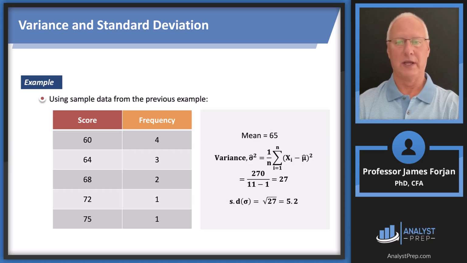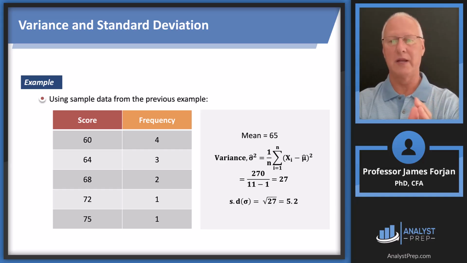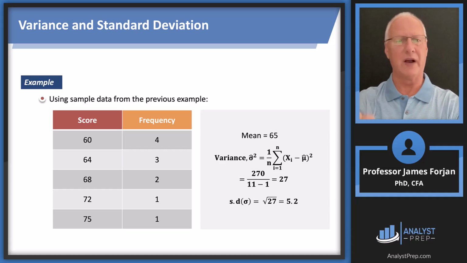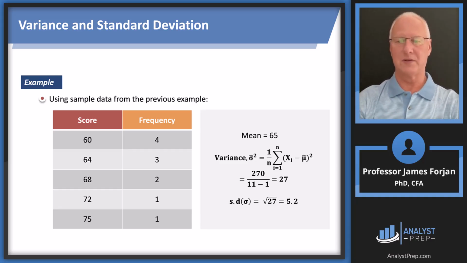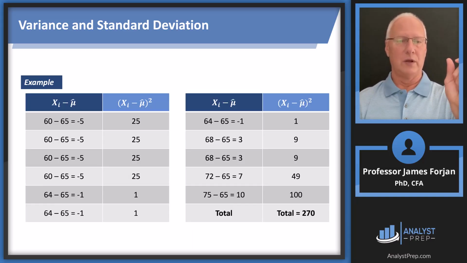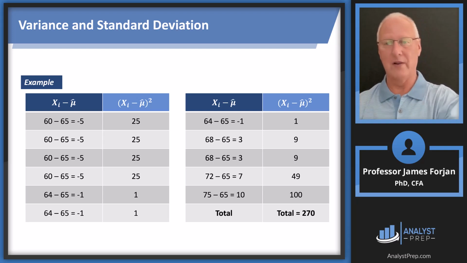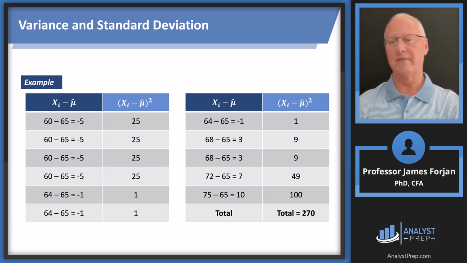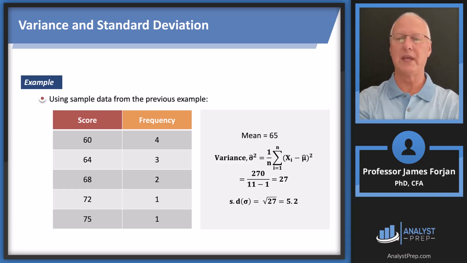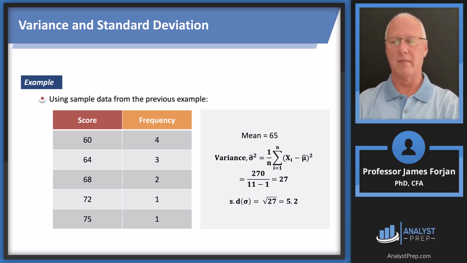So if we go back to that original example, what we can do is compute the difference between the xi and the mean. Mean is 65, right? We did that before. Square it, and you do all that stuff. Here, let me show you how the chapter does it. So there's 4 60s, right? And there's 3 64s and 2 68s and a 72 and a 75. Subtract the mean and then square them and then sum. There's the 270 at the bottom. So there you go. You got the 270 divided by, there were 11 of those, right? 11 minus 1, you get 27. Take the square root of 27 and you get 5.2.